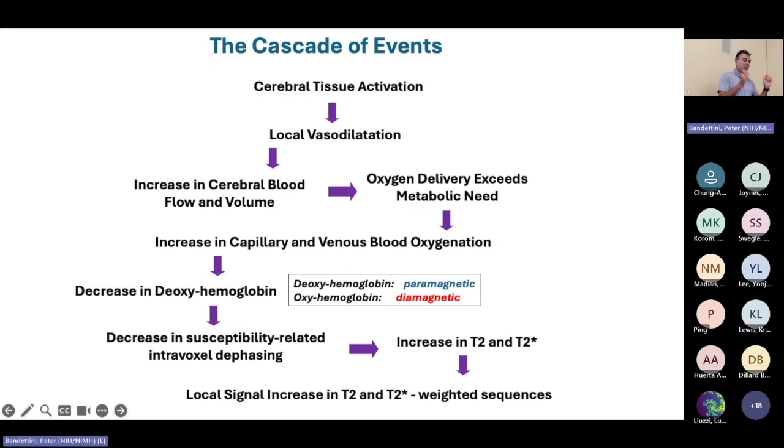This decreases the amount of deoxyhemoglobin, which is paramagnetic versus diamagnetic. And that decreases the amount of susceptibility-related intervoxel dephasing, which then increases T2 and T2*, and that causes a signal increase in pulse sequences that are T2 or T2* weighted. T2* is transverse magnetization, essentially. So I'll get into that a little bit later too.